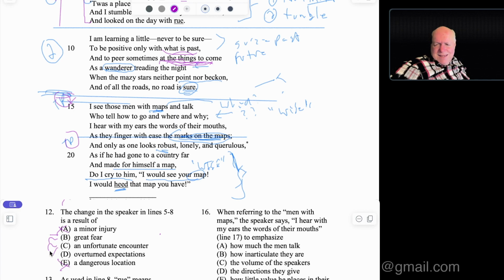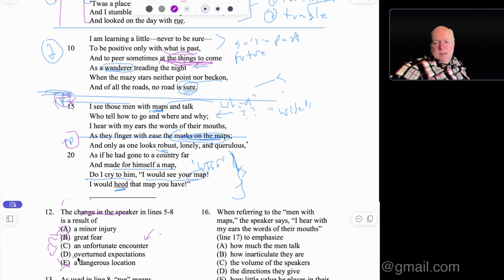So E doesn't seem to be it. So we're stuck with B, C, and D. So again, there's no fear being struck here in the passage. So there's no fear about the change in the speaker, right? He doesn't become fearful. So it's not that. The change in the speaker is a result of an unfortunate encounter. So yes, he gets lost and he falls.